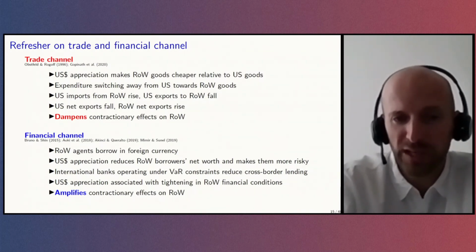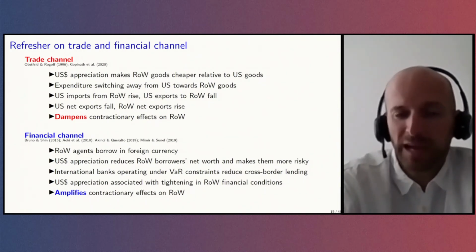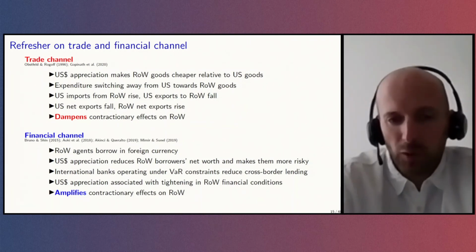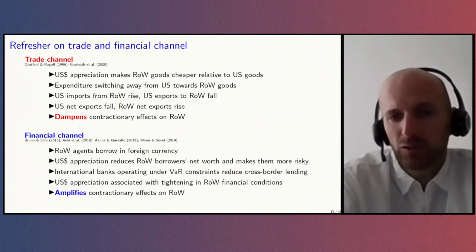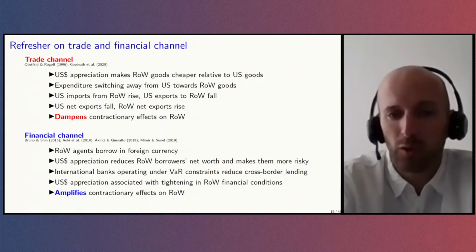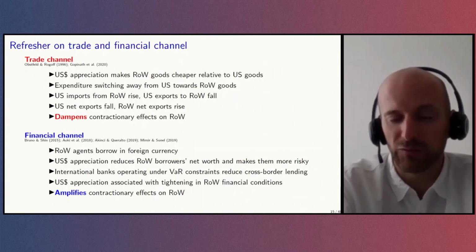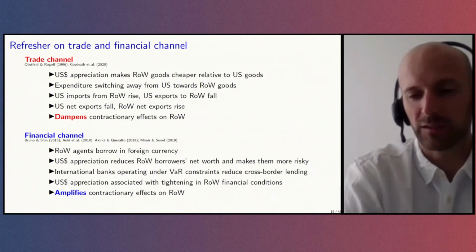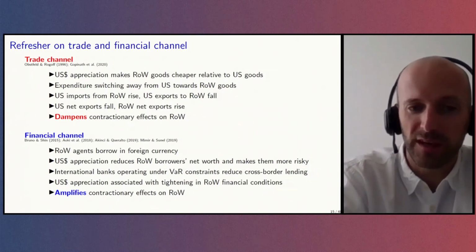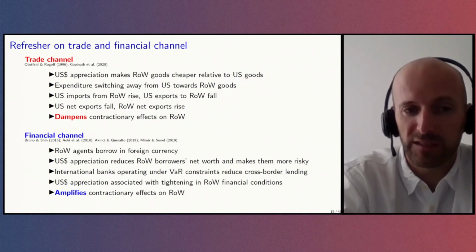When the dollar appreciates, that reduces their net worth and makes them more risky investments from the perspective of globally active banks. As most of these banks operate under value at risk constraints or similar constraints, they have to cut their lending to these borrowers which have become more risky in response to the dollar appreciation. And so dollar appreciation is associated with a tightening in global financial conditions, and thereby dollar appreciation should amplify the globally contractionary effects on the rest of the world.